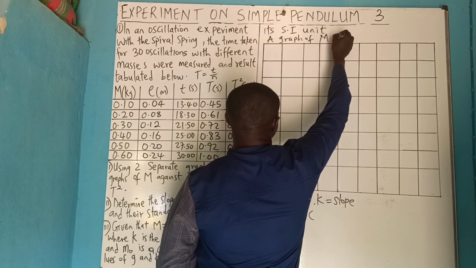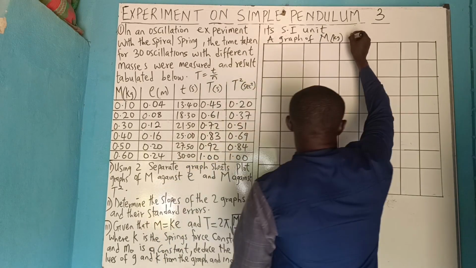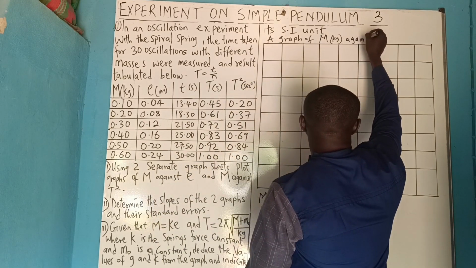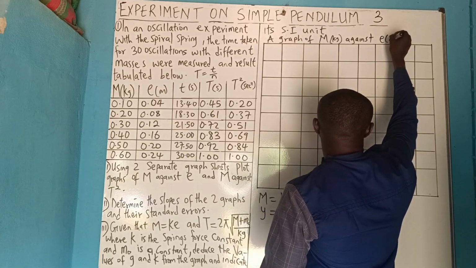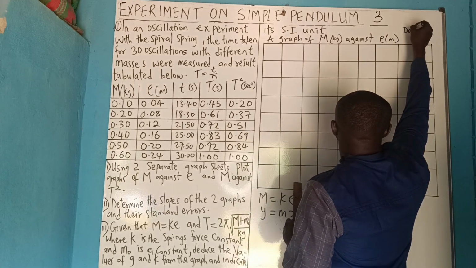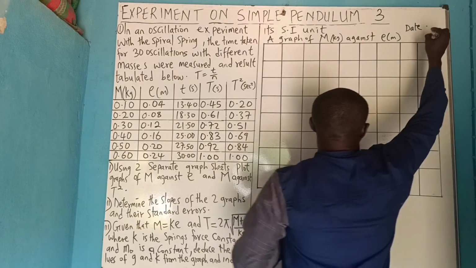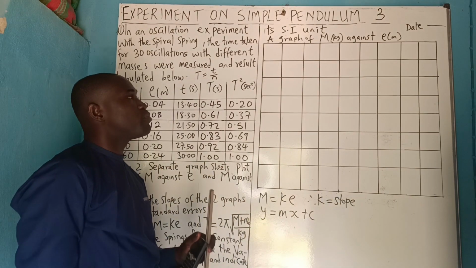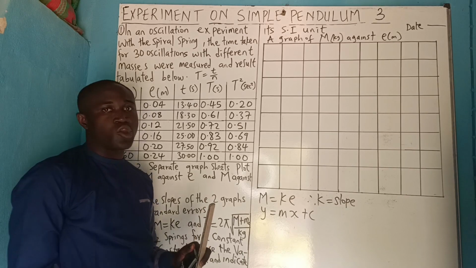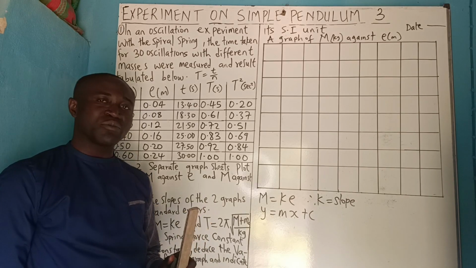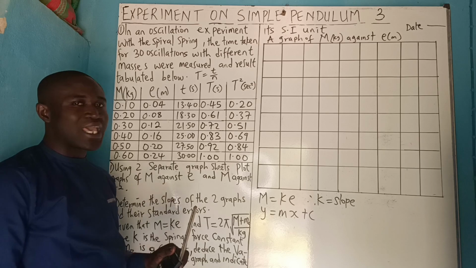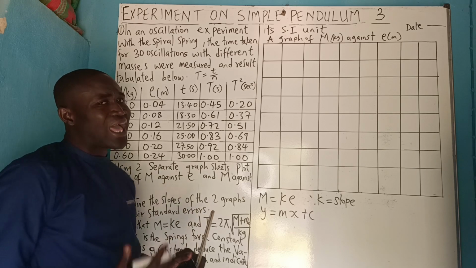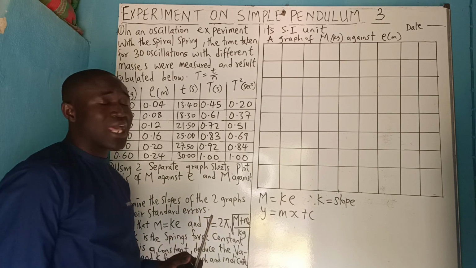Mass in kg against what? Against E in meter. Then you write your date. Whether you are instructed to put everything in SI unit or not, if it's possible for you, make sure everything is in SI unit. You will get a higher mark when everything is in SI unit.